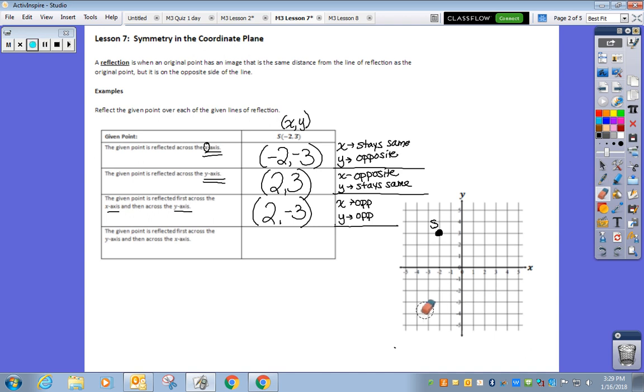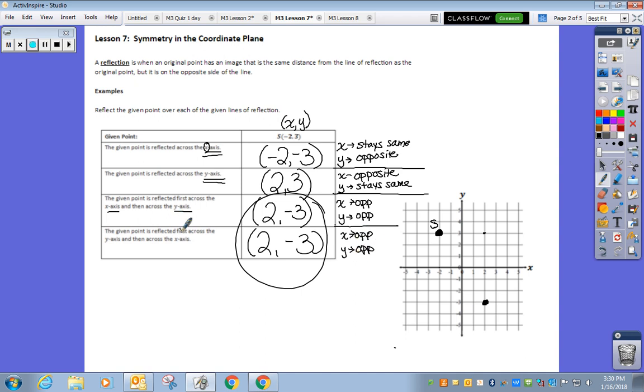The last one wants us to reflect first across the y-axis and then across the x. So now we're going to go this way first. This is 2 units away from y, so 2 units away from y here puts us there. And then to reflect across the x, this is 1, 2, 3 away from the x, so another 1, 2, 3 puts us right here. Notice this is also at 2, negative 3. Same point. So the x became its opposite, the y became its opposite.